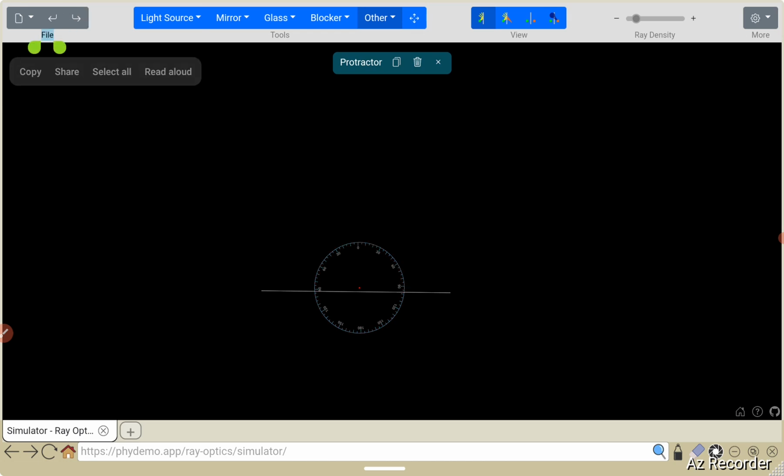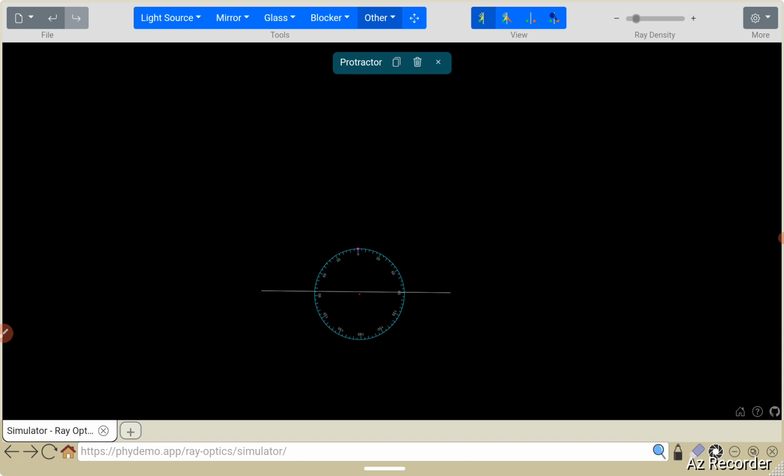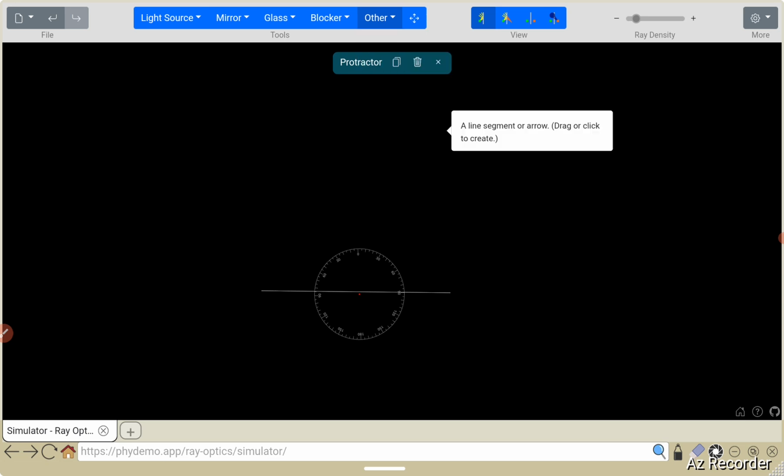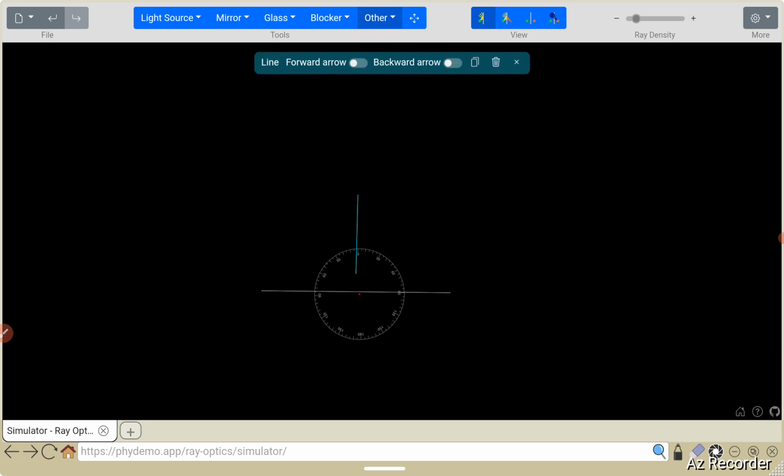Now let me just shift it here. Now if I take a line segment on this is 90-degree. This is the normal to the mirror. Correct? Understood?